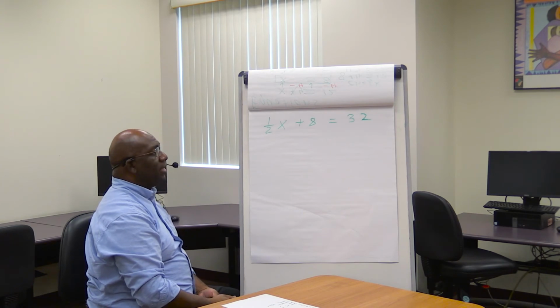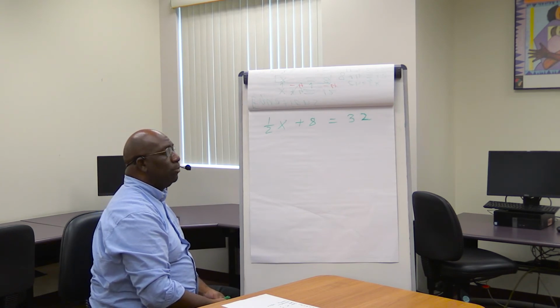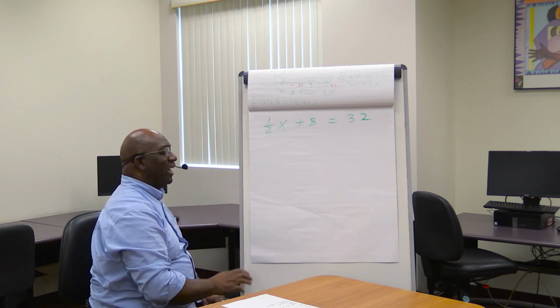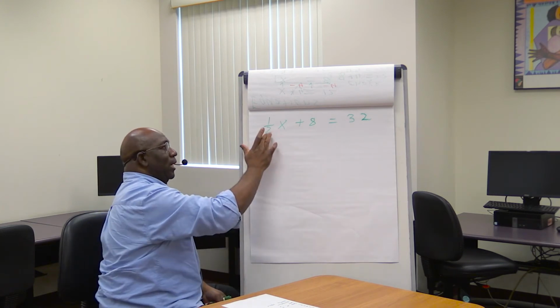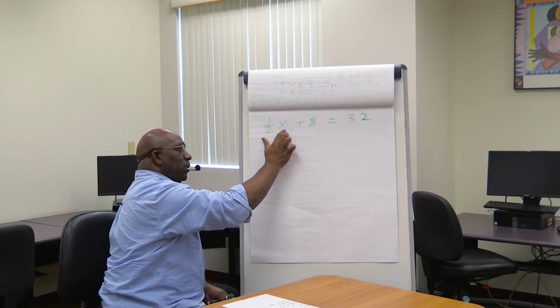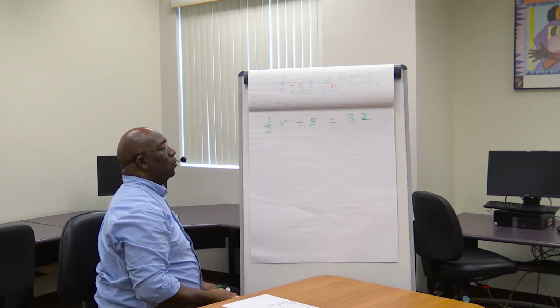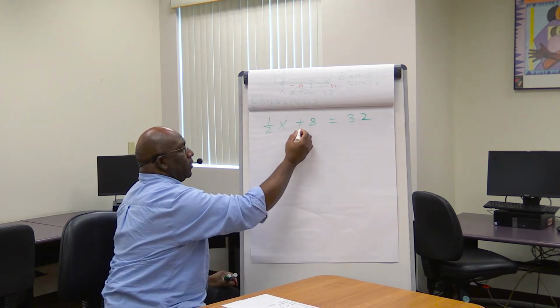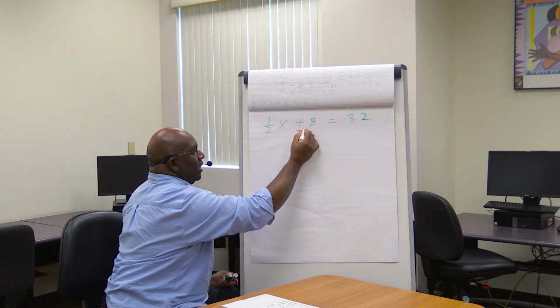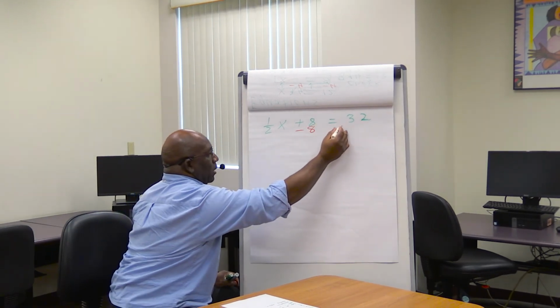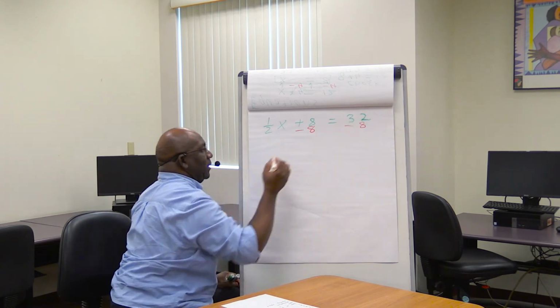Let's start solving this. First thing we're doing is, remember, as in any other case, the first thing we want to do is isolate this x. So to isolate x, the first thing I'm going to do is get rid of this 8, minus 8, minus 8.